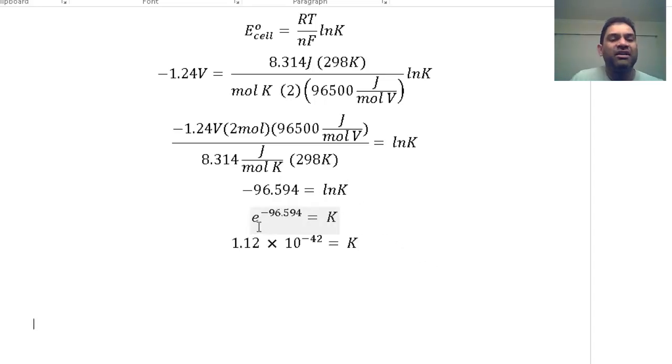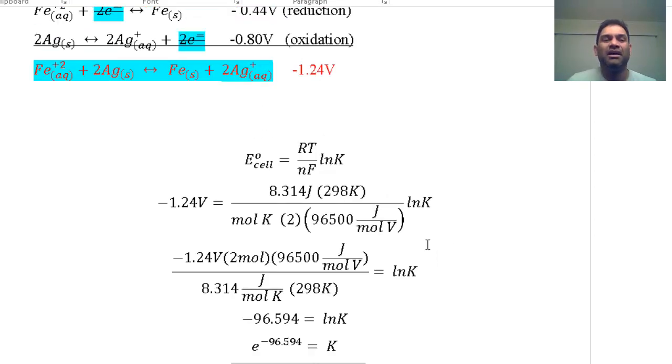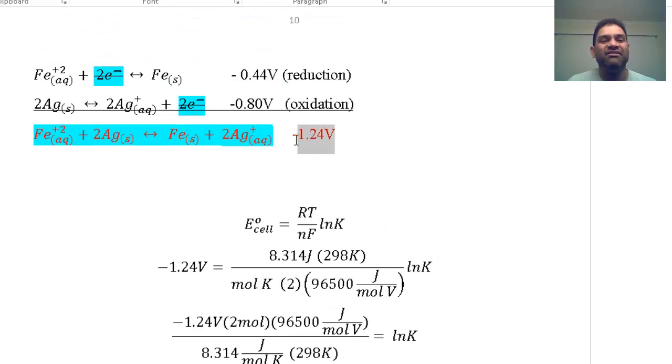So putting on my calculator e to the power minus 96.594, I'm getting K to be a very small number, 1.12 times 10 to the minus 42. That kind of makes sense. K is very, very small. The voltage is negative. All of these things probably coincide with the fact that this is a non-spontaneous reaction, a reaction that's predominantly favoring the reactant side.